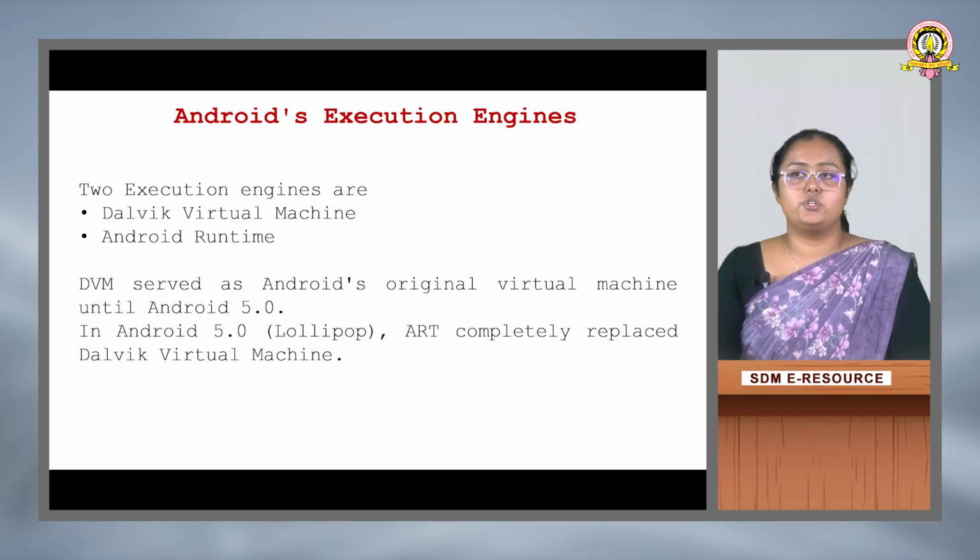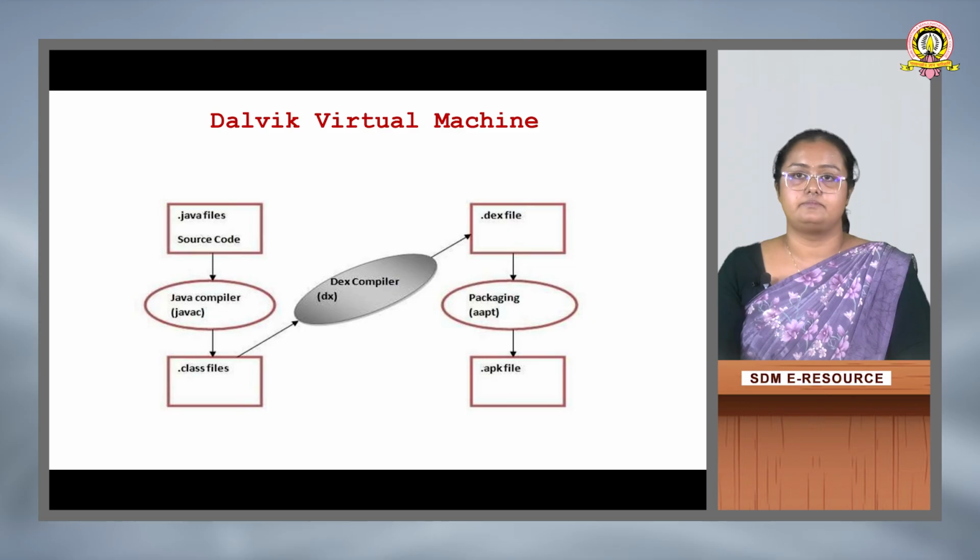There are two execution engines. The first one is Dalvik Virtual Machine, and the second one is Android Runtime. DVM, the Dalvik Virtual Machine, served as Android's original virtual machine until Android 5.0. In Android 5.0, ART, Android Runtime, completely replaced the Dalvik Virtual Machine. Let us look into the working of the Dalvik Virtual Machine.